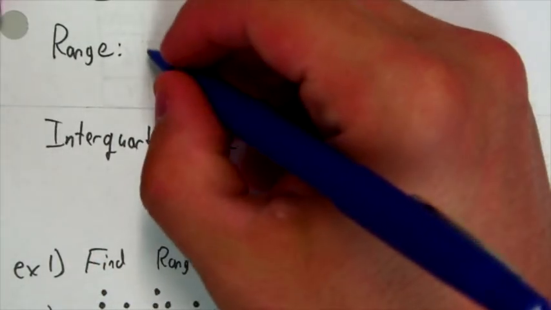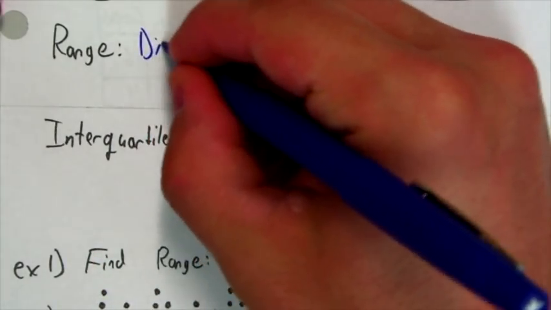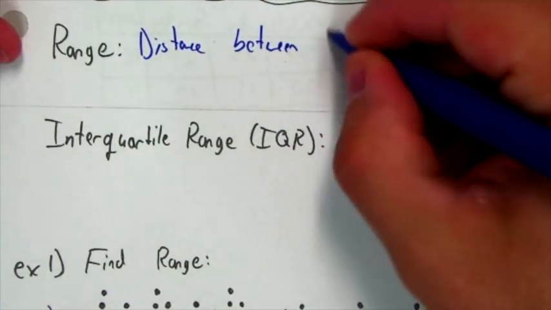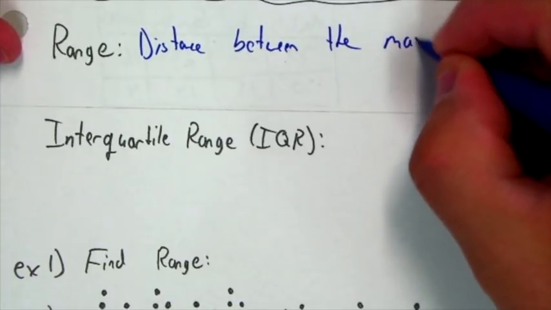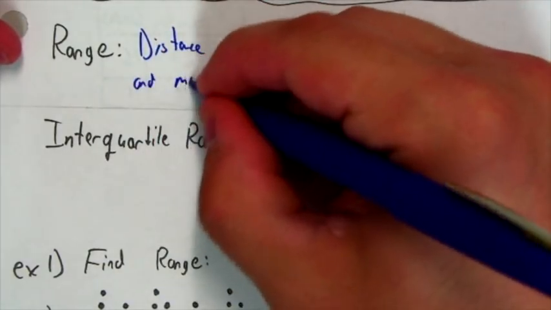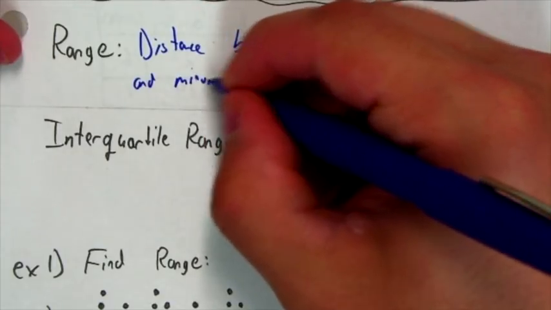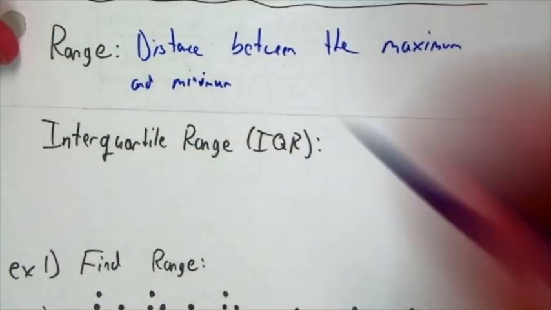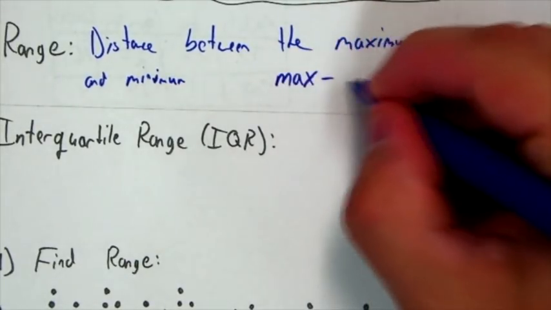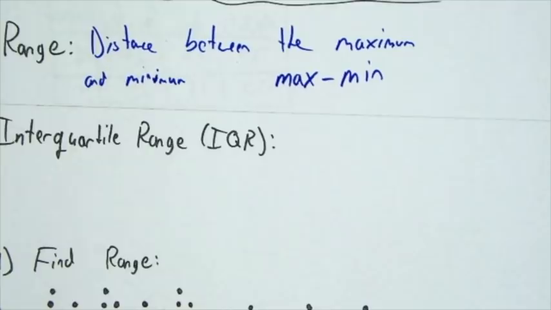So first of all, range. Range is the distance between the maximum point and the minimum. So what we do is we take our max and we subtract the min.